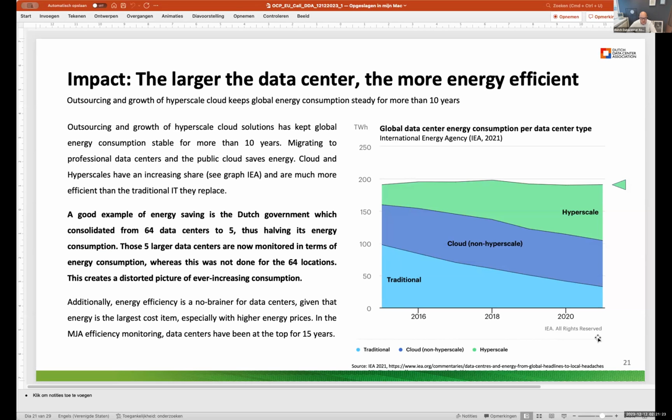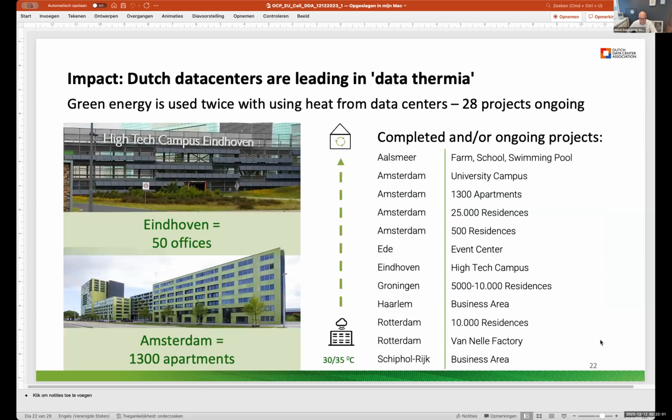Yeah, what I already said, by migrating it to central locations, we save energy. So the Dutch government is a big example. It closed down 64 smaller data centers and migrated it to 5 and halved their energy consumption. Unfortunately, in the monitoring, it went wrong because people only see that there are 5 more data centers, but overall the total is that it's half their energy use. So that's also something to work on in terms of perception.